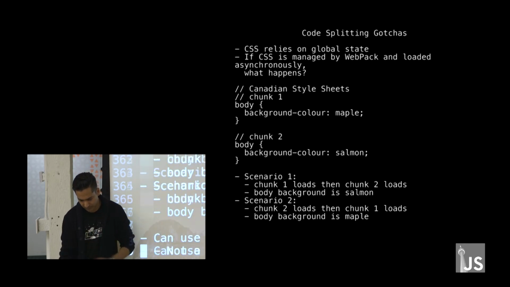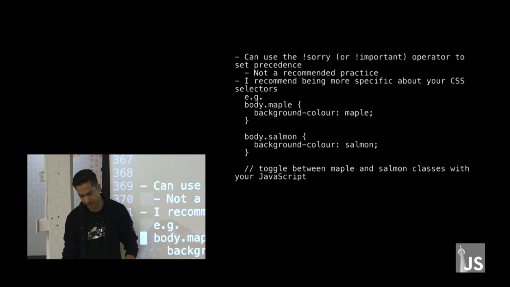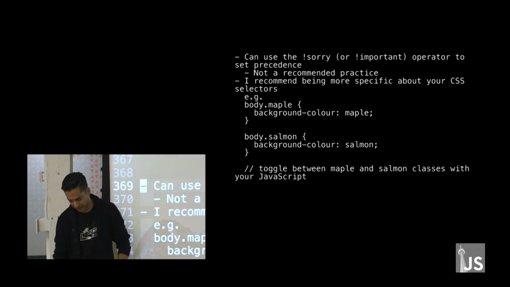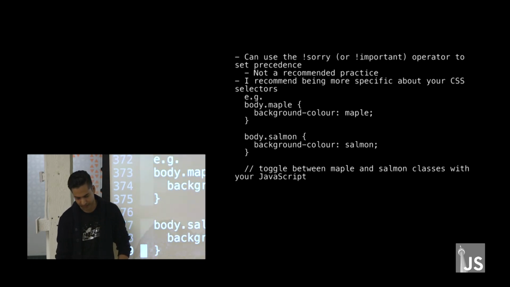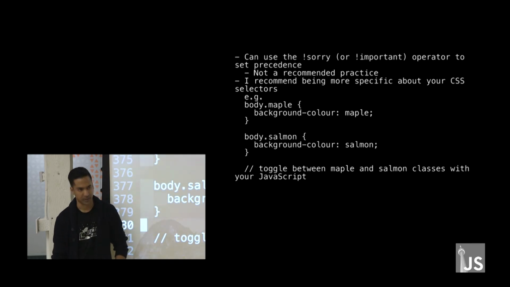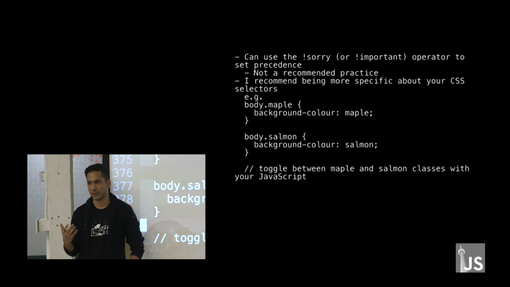So yeah, you can use the sorry if you're using Canadian style sheets, or the important operator if you're using CSS, to set precedence. It's not recommended. I recommend just being a bit more specific about your selectors, so saying body.maple or body.salmon, and setting the class in your JavaScript. Because then obviously your JavaScript knows what page you're on, your JavaScript is able to manage that for you. Don't leave it up to CSS, leave it up to JavaScript.